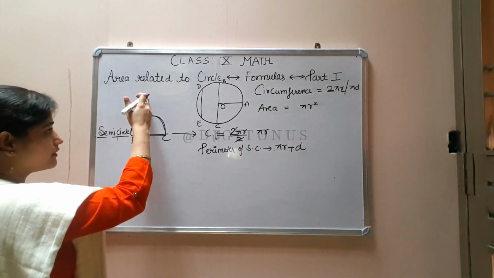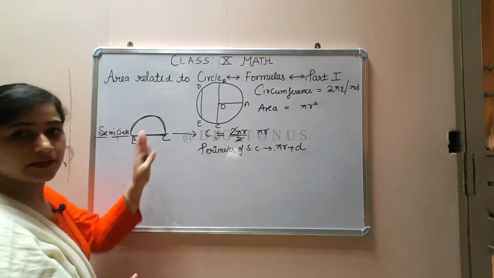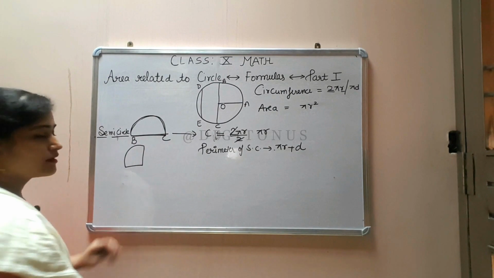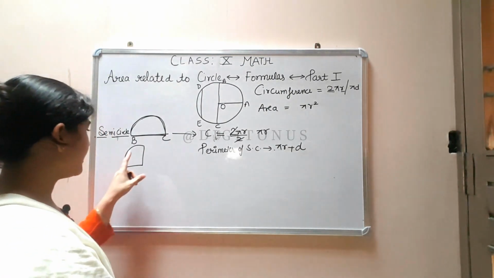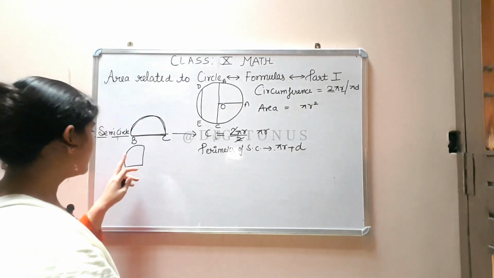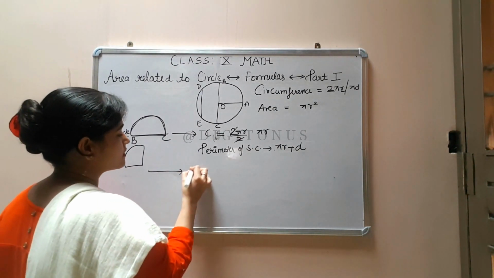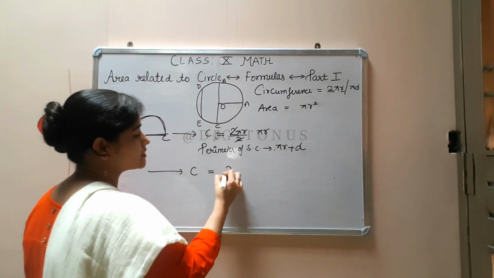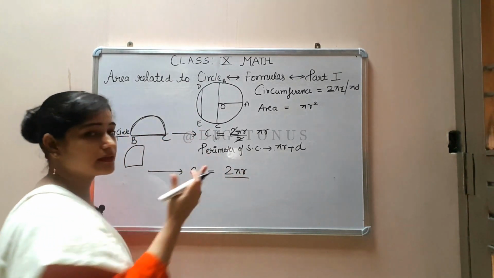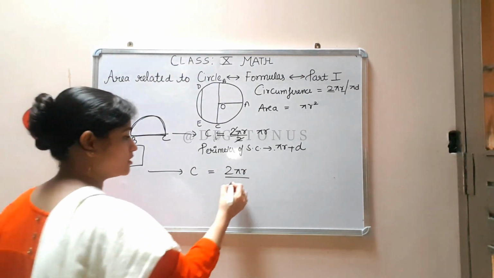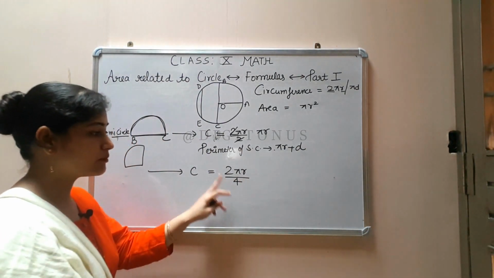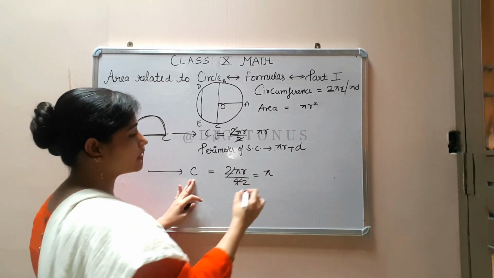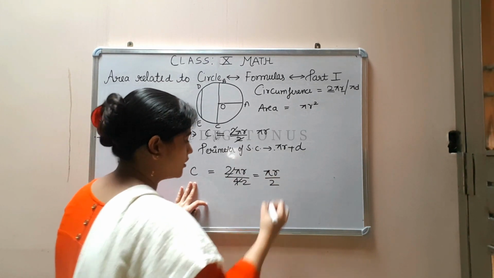Similarly, if I divide this again into two equal parts, then it will be a quarter circle, and you can call this part a quadrant. So what will be the circumference of a quadrant? The full circle circumference is 2 pi r, and this is one fourth part of a circle, so we divide by 4. What will be the circumference of a quadrant? Pi r divided by 2.